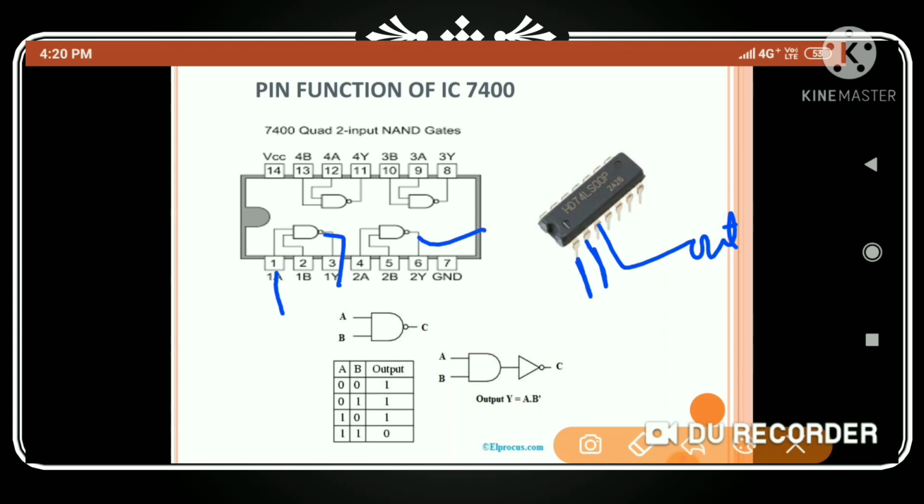For the second NAND gate, 2A is the fourth pin and the fifth pin is also input. 2A and 2B, the fourth and fifth, are the inputs for the second NAND gate, and the output is the sixth pin, 2Y. And pin 7 is the ground. We have to connect 7 to the ground.